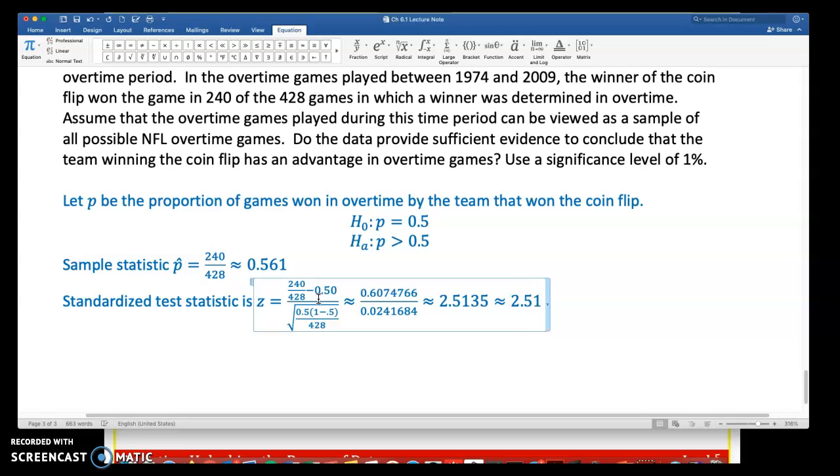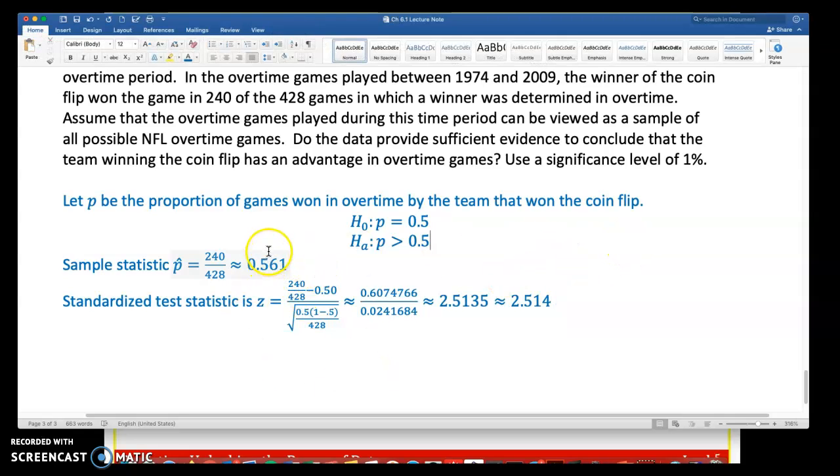We want 3 decimals as our standardized test statistic.